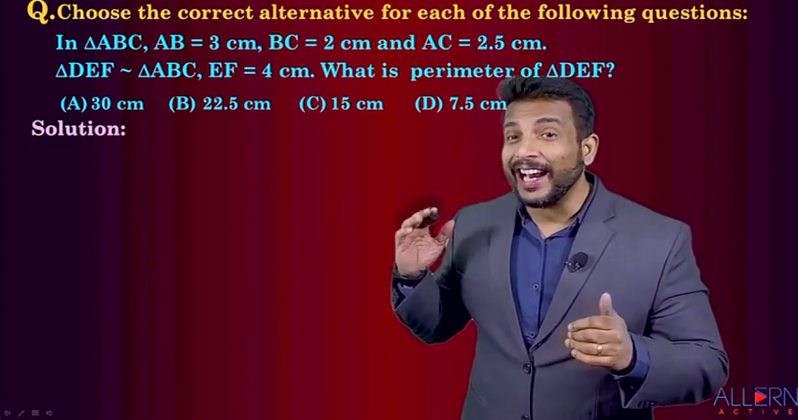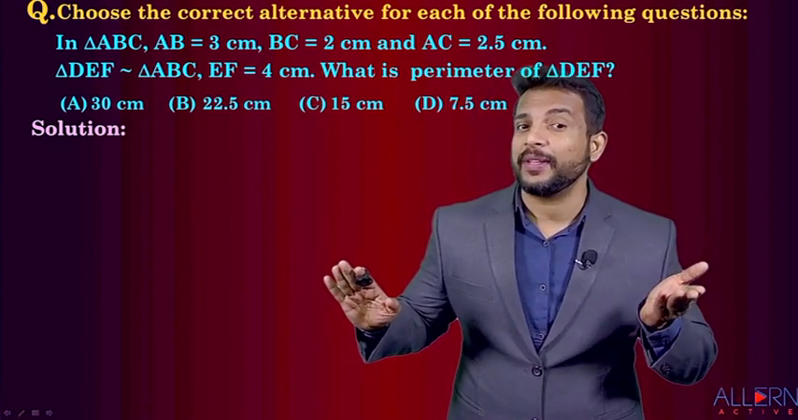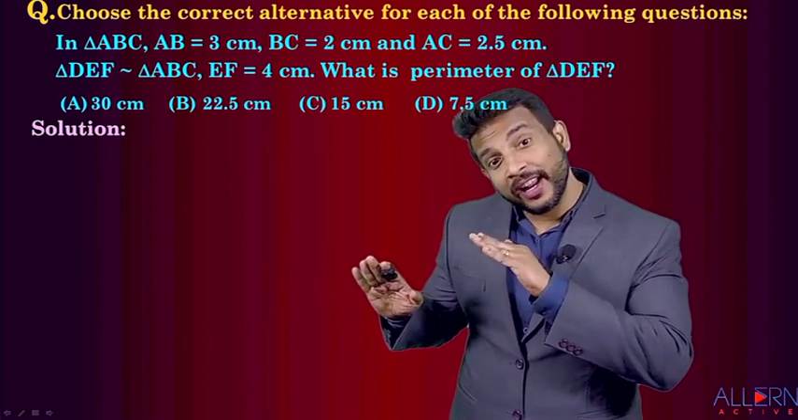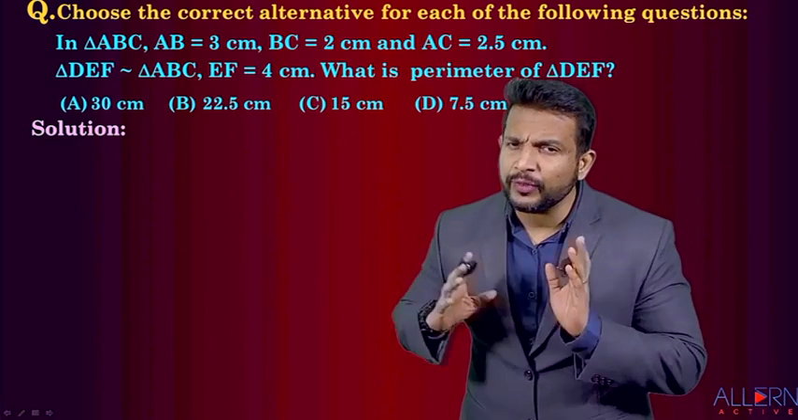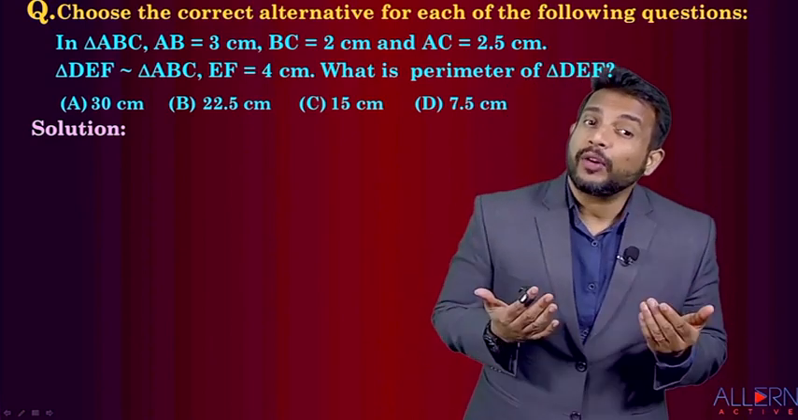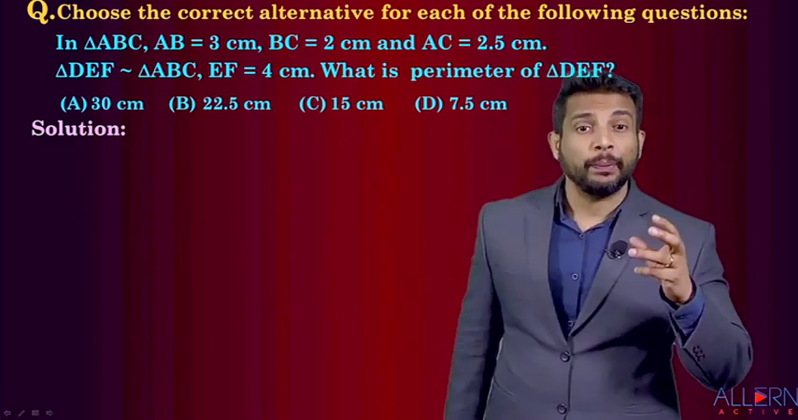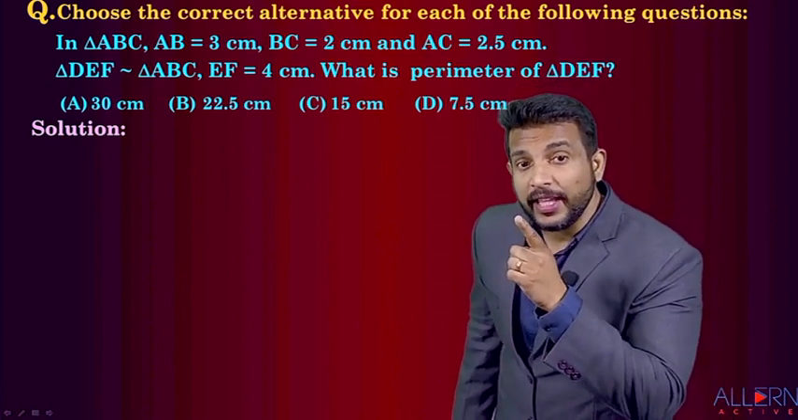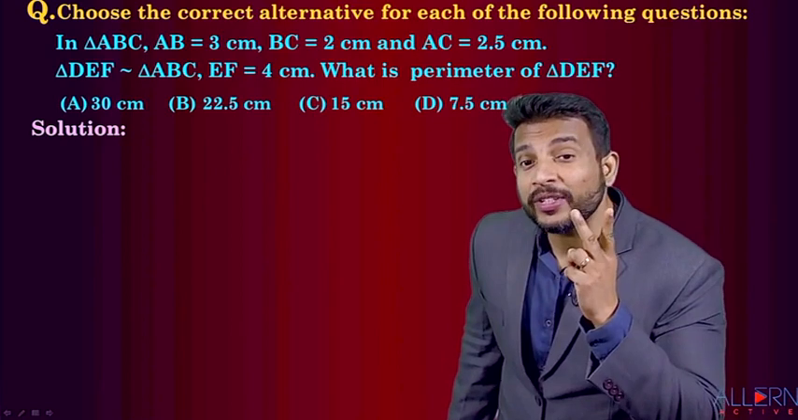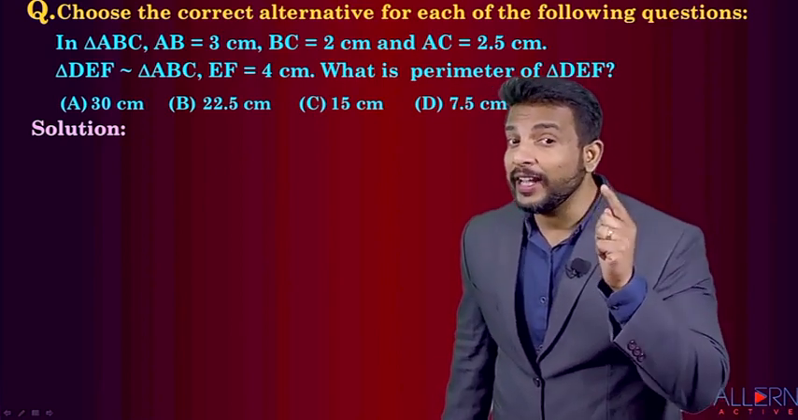They say further, triangle DEF is similar to triangle ABC. So triangle ABC is similar to that triangle DEF. And for that triangle DEF, we have EF given as 4 centimeter. What is the perimeter of triangle DEF? Now we know that if we want perimeter of triangle DEF, we should know all the three sides. Only one side is known, EF. That means we should find the remaining two sides. We should find DE, we should find DF.